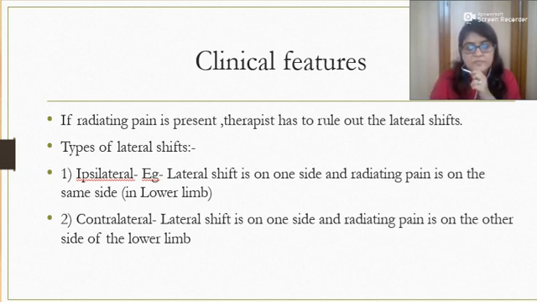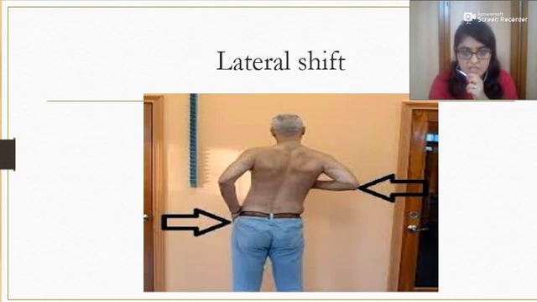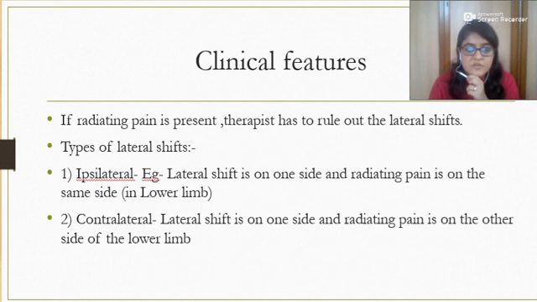So what is lateral shift? The patient's spine or trunk will be deviated to one side to avoid the pain, okay, and if radiating pain is present, then the therapist has to rule out the lateral shift. Types of lateral shift are two: ipsilateral and contralateral. What is ipsilateral? For example, the patient's trunk is shifted on the right side. If the patient's trunk is shifted on the right side and the radiating pain is on the left side, then it is known as contralateral. And if the patient's trunk is shifted on the right side and the radiating pain is also on the right lower limb, then it is known as ipsilateral. Usually, the contralateral shift is more common.